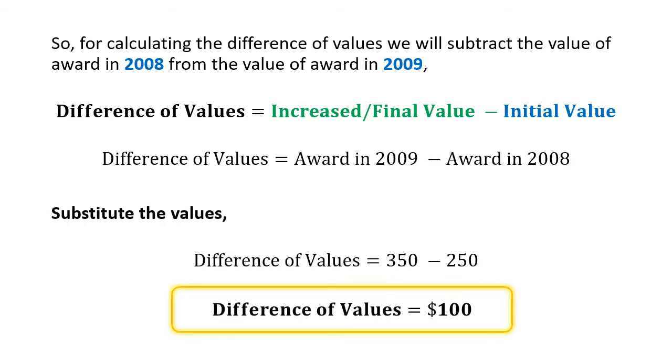So, for calculating the difference of values we will subtract the value of award in 2008 from the value of award in 2009 as shown in steps. After subtracting we have 100, so the difference of values is $100.